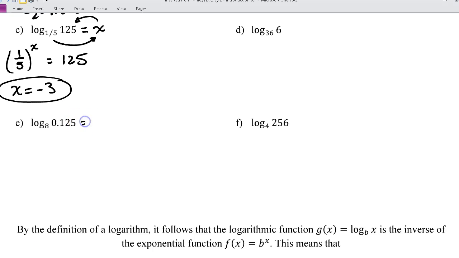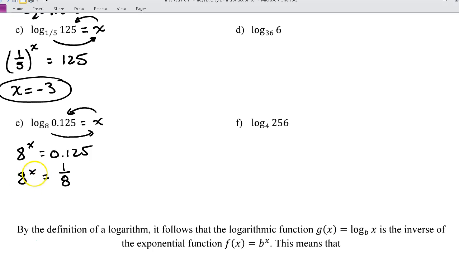Alright, part E, again, set that equal to x. We can rewrite it in exponential form. So I have 8 to the x is equal to 0.125. Sometimes I find it easier to do these as fractions, so we want to change this to a fraction. You can do that on your calculator also. Just type in 0.125, hit the math key, hit number 1, hit enter, and it will tell you that this is 1/8.